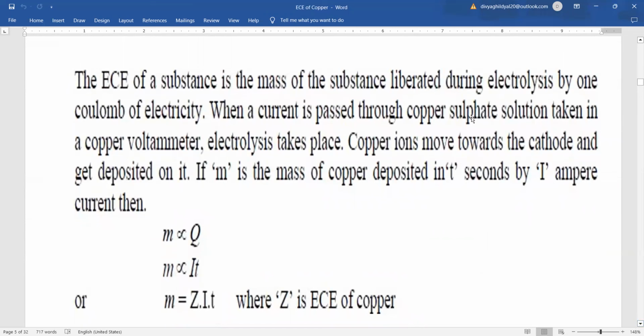Now, the observation table for this experiment is like this, that we have to take into consideration how much time we will make the current flow.